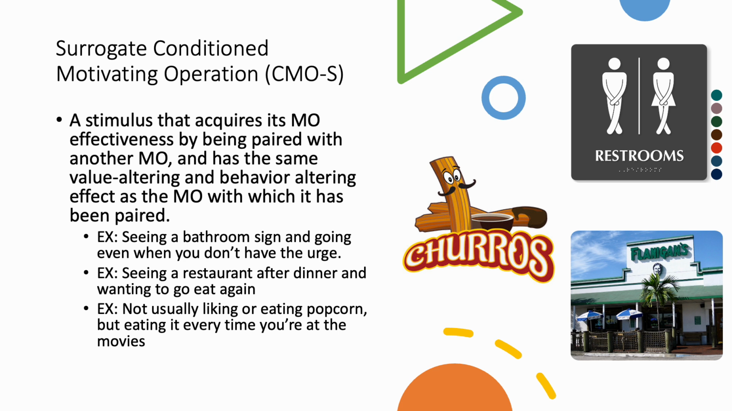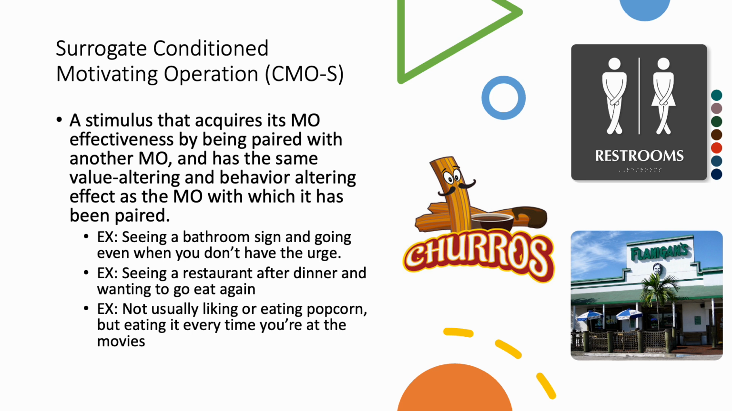Okay, I'll give you guys a personal example. So one day I was hanging out with my mom, and she took me to this place to buy churros. And I don't typically eat churros. However, that day the churro place and my mom were paired with a UMO, which was food deprivation. I had been hungry. She took me to this place. We ate some churros. I liked the churros. So what happened was my mom was paired with the UMO.